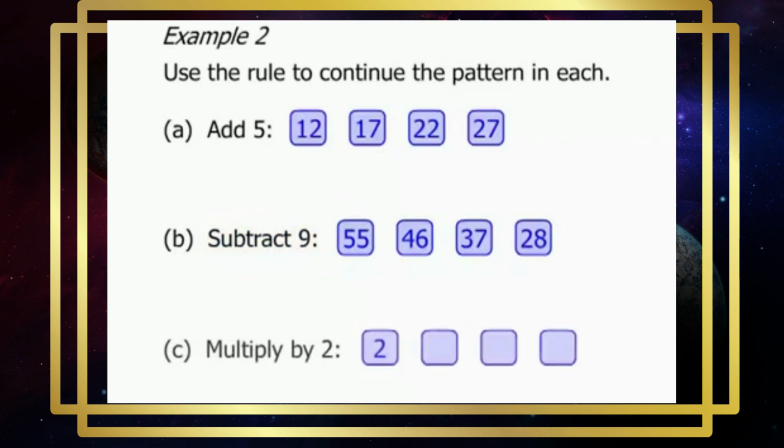Terrific. Let's multiply by 2 for this one. So we're starting with 2 and multiply by 2. In other words, double it. So 2 times 2 is 4. 4 times 2 is 8. 8 times 2 is 16.